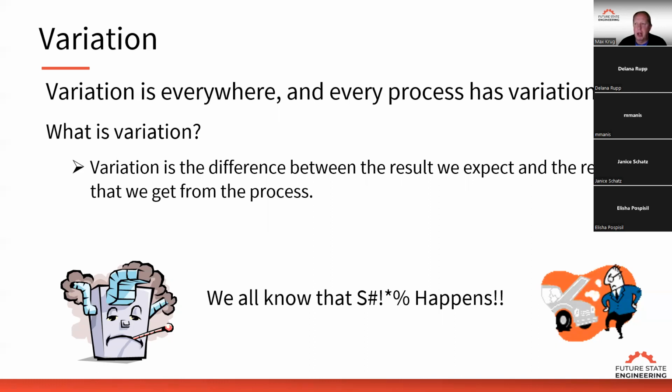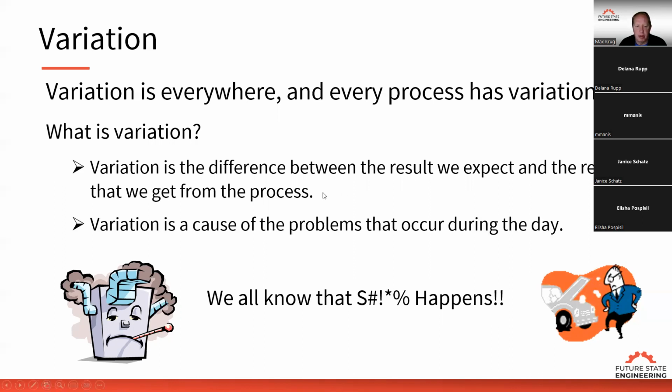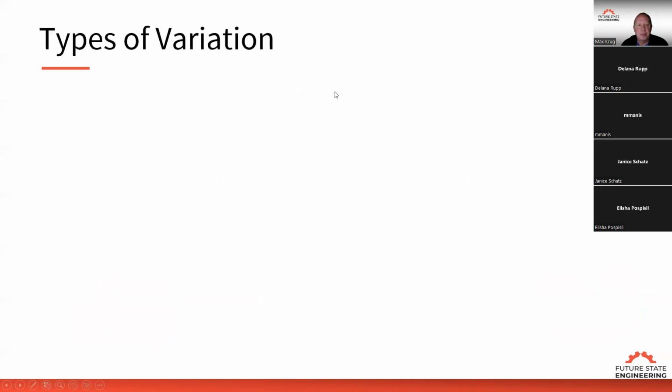So if I make a part, I measure it. Of course, we never get exactly nominal. We get something close. The question is, is it within that acceptable range or not? If it's within the acceptable range, that's acceptable variation. If it's out of spec, which is outside the tolerance, then that's a problem, because we all know that stuff happens, right? So variation is a cause of all the problems that happen throughout the day. Six Sigma is focused on this variation, and what we can do to reduce it.